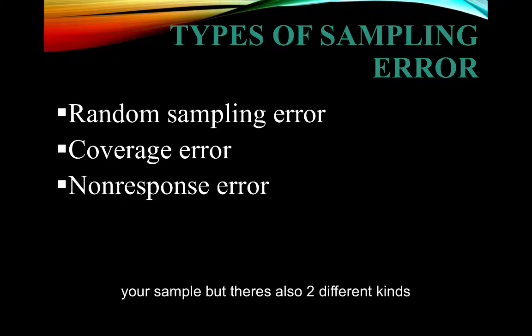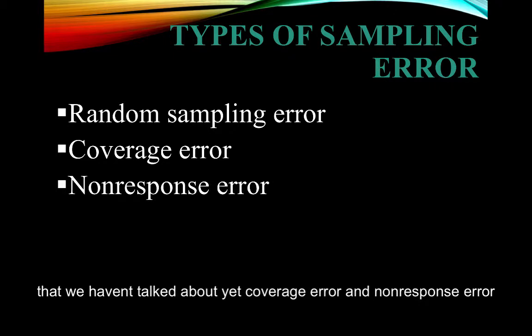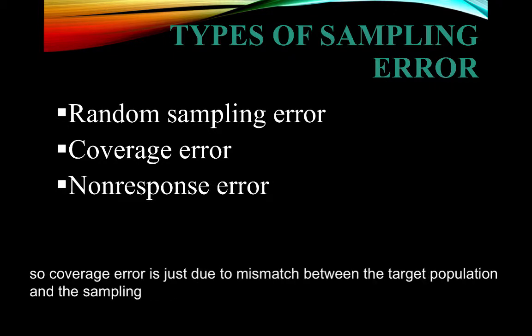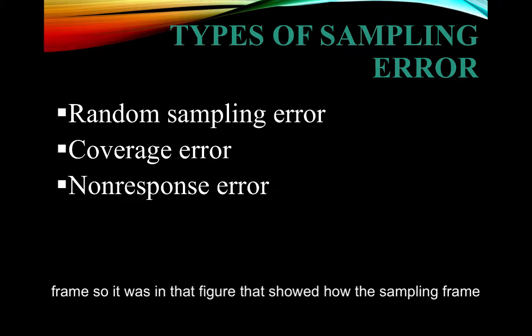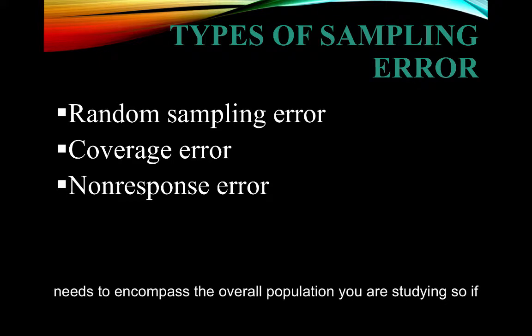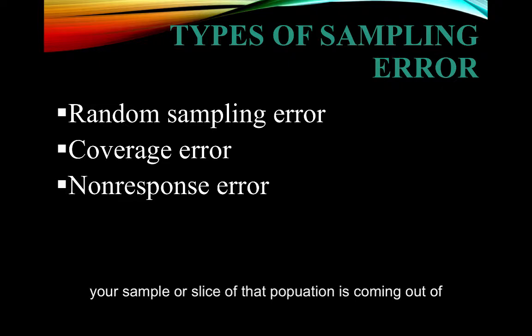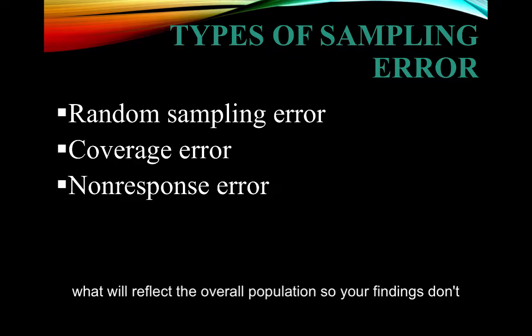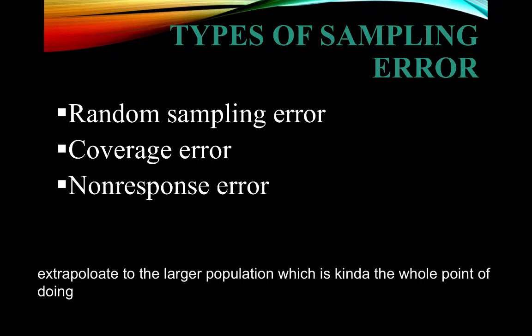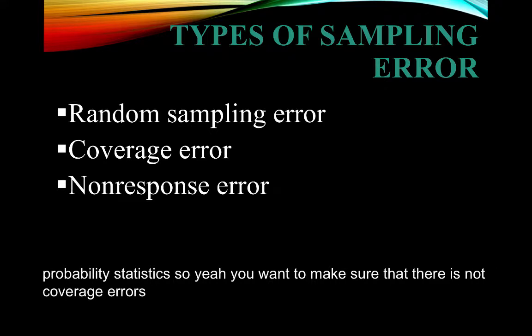But there's also two different kinds that we haven't talked about yet: coverage error and non-response error. So coverage error is just due to mismatch between the target population and the sampling frame. So it was in that figure that showed how the sampling frame needs to encompass the overall population you're studying. So if your sample or slice of that population is coming out of a coverage error, you're not actually studying what will reflect the overall population. So your findings don't extrapolate to the larger population, which is kind of the whole point of doing probability statistics. So yeah, you want to make sure that there's not coverage errors.